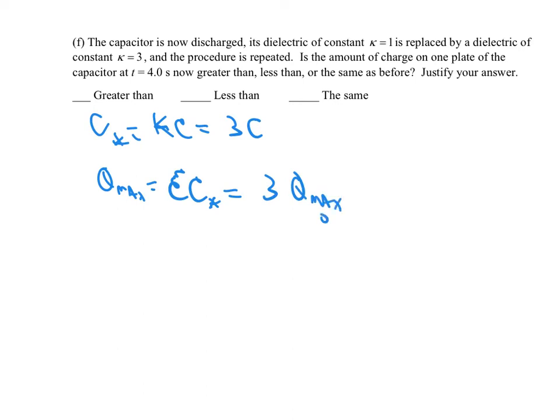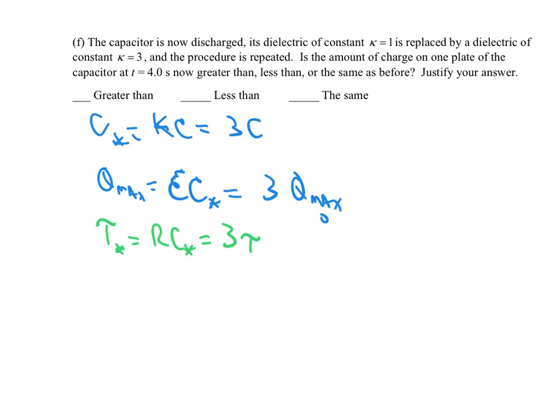So my instinct is that we should be greater. But we do need to be careful because the time constant is going to change as well. The new time constant is going to be R times the new capacitance, which is 3 times the original capacitance, which means that we will take longer to reach the same percentage, the Q over Q max. It will take longer, so we have a smaller percentage of our full charge, but our full charge will be larger. So we need to look at how that works out.